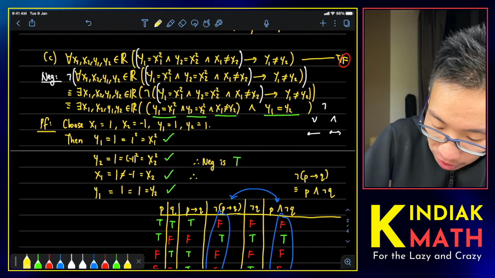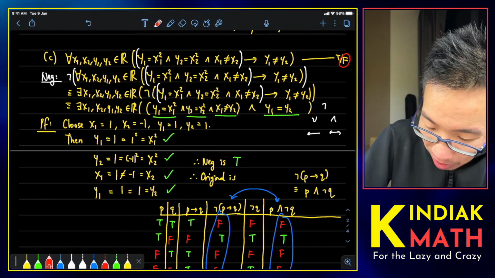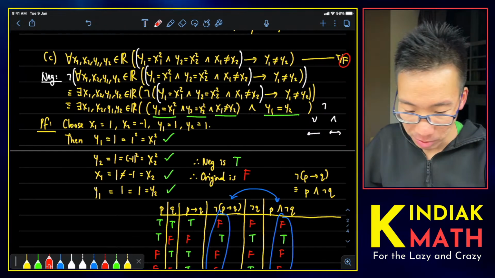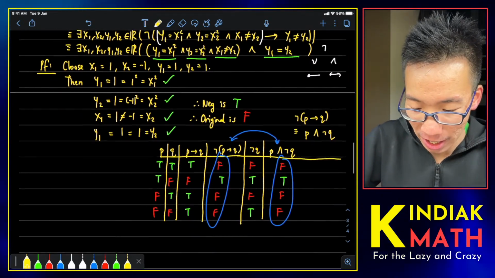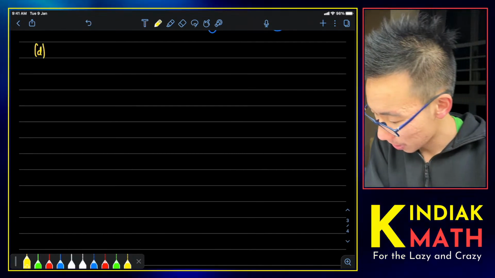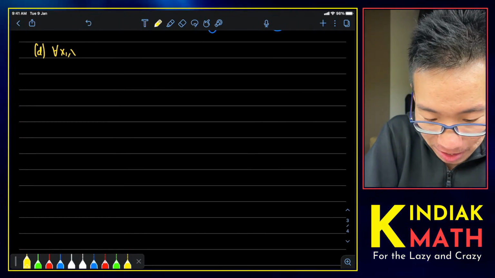And the original is, well, false. Alright. Now part D is going to be very similar and it's going to be very long, but we will do it. We will do it even though it's tedious.